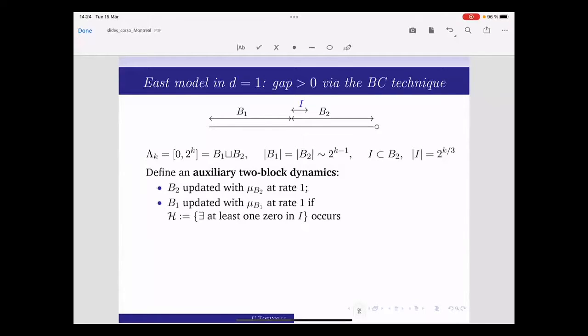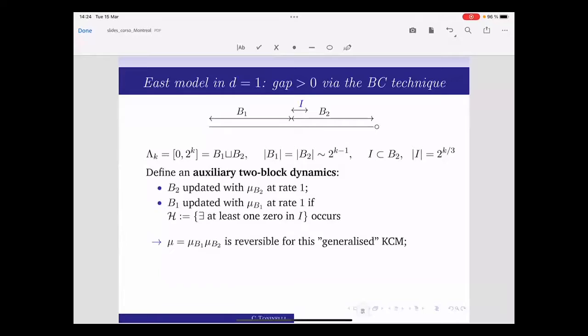Instead, when the clock rings on the first block, so on B1, I do this update: I update with respect to the product measure on that block, if and only if a certain constraint is satisfied. The constraint is that if I look at the stripe I, which is contained in the second block, just on the right of the first block, there is at least one 0 on that stripe. Okay, this is sort of a baby KCM. It's just a KCM on two sites, which are the two blocks, but with a configuration space which is more complex than having just 0, 1 variables. The configuration space is the whole configuration space on blocks B1 and B2.